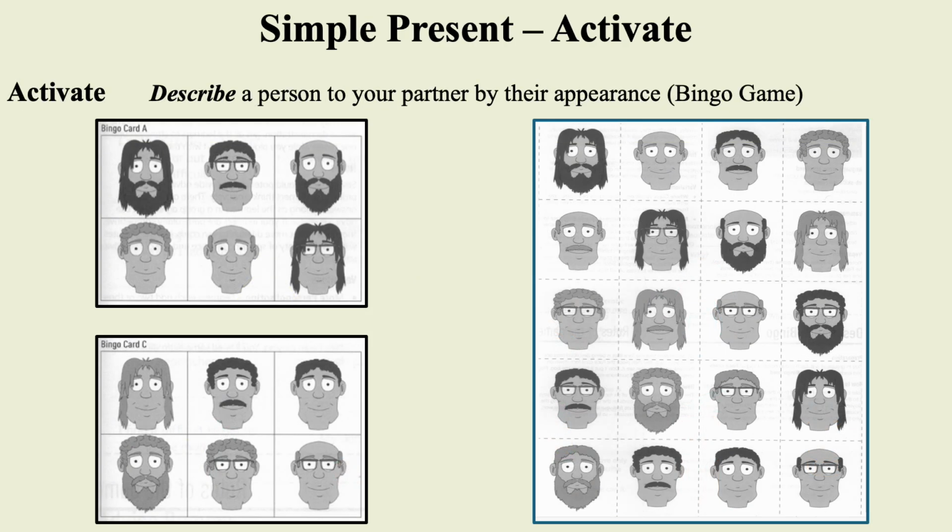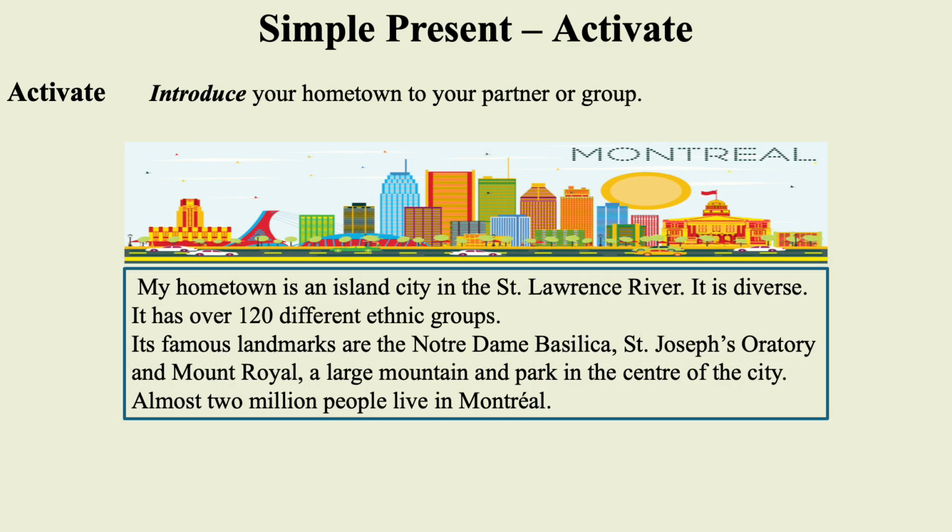Activation can involve identifying and describing. Games are great motivators. Activation can involve information sharing in pairs or groups, talking or writing about familiar topics. Students enjoy and are good at talking about themselves and what they know.